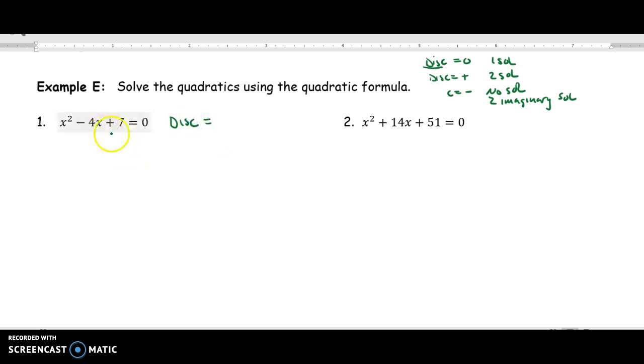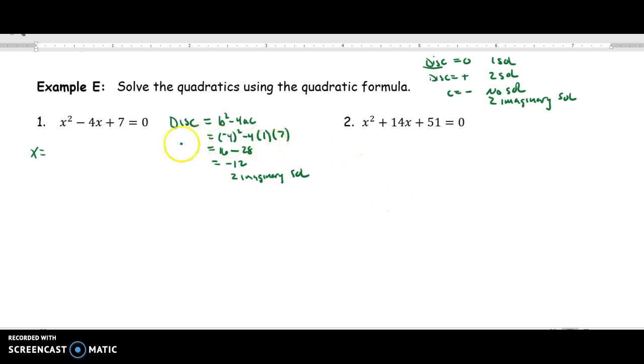So if you remember how we solved quadratics, first thing we're going to do, set it equal to 0 and find the discriminant. So the discriminant, we use b squared minus 4ac. In this case, negative 4 squared minus 4 times 1 times 7. That's going to give you 16 minus 28, which would be negative 12. So right away, this tells us we're going to have two imaginary solutions.